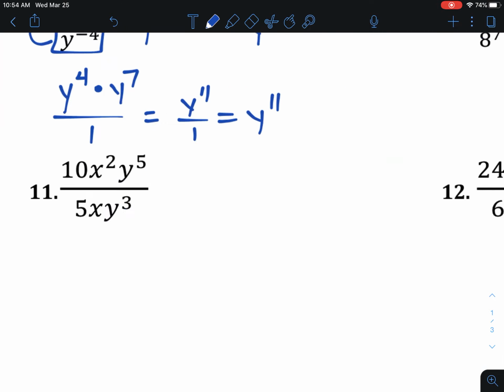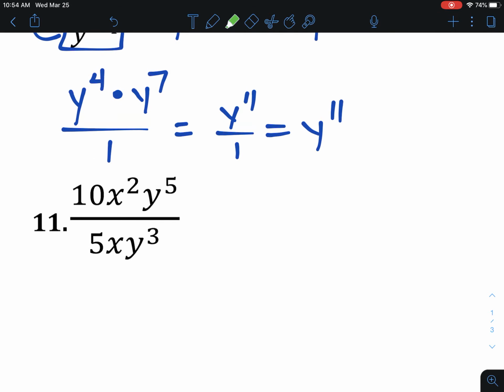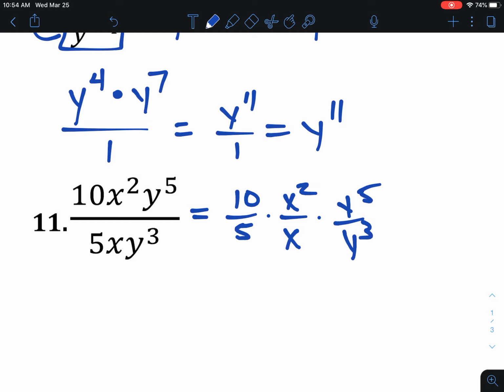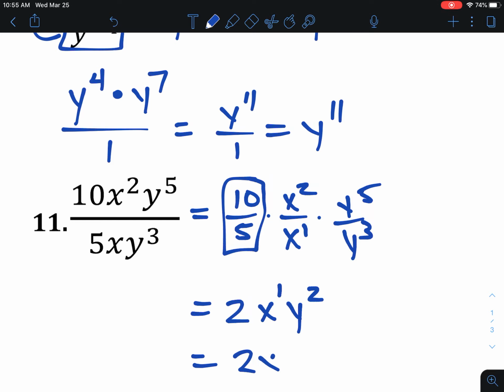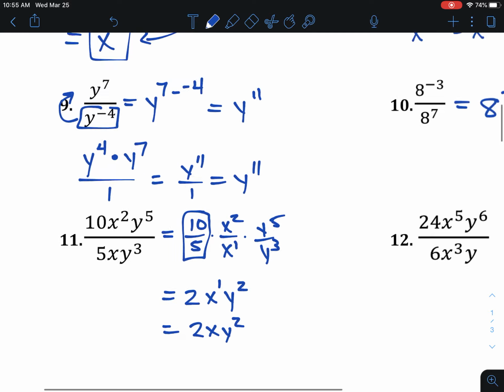Okay, then a little more complicated here for division. The nice thing about this problem, it's all lined up. So like we did with multiplication, we can kind of look at this in pieces. So we can do 10 over 5 times x squared over x times y to the 5th over y cubed. If we do each part separately, it'll be a little bit easier to keep track. So 10 over 5, we just divide like normal. That's just 2. X squared over x would be x to the 1st. And then y to the 5th over y to the 3rd is y to the 2nd. Again, just subtracting the exponents there when they're in exponential form. You can get rid of that 1 power if you'd like. It's the same thing either way.